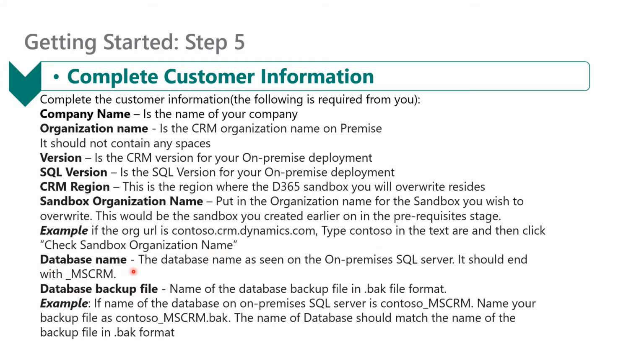The database name, which is the database name as seen on the on-premise SQL Server, should end with _MSCRM. The database backup file name, which is the name of the database backup file in .bak format. As an example, if the name of the database on-premise SQL Server is contoso_MSCRM, name your backup file as contoso_MSCRM.bak. The name of the database should match the name of the backup file, and remember, these names are case sensitive.